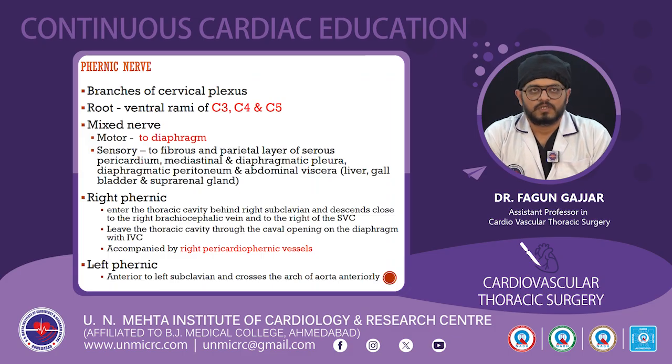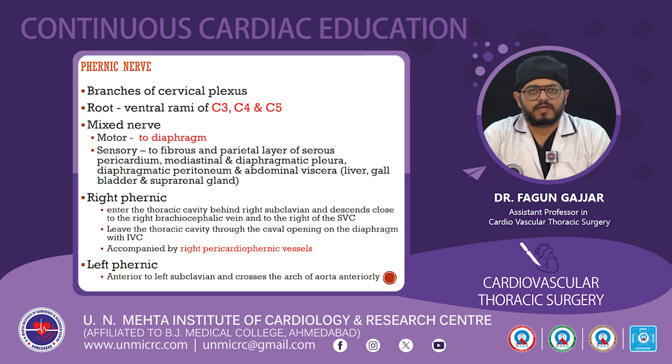Regarding the phrenic nerve, it is a branch of the cervical plexus, with roots from the ventral rami of C3, C4 and C5. It is a mixed nerve. It provides motor fibers to the diaphragm, and sensory fibers to the fibrous and parietal layer of the serous pericardium, mediastinal and diaphragmatic pleura, diaphragmatic peritoneum and the abdominal viscera.